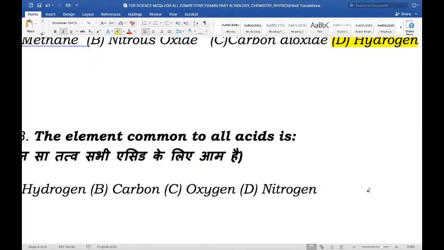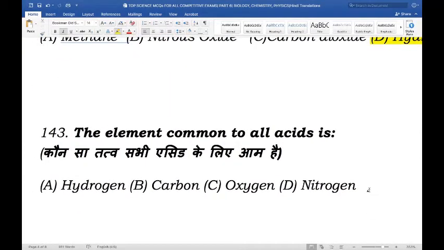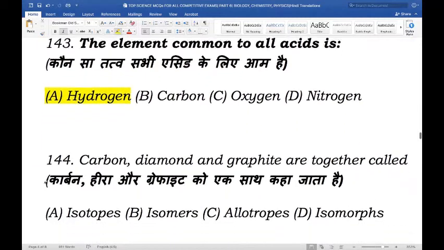Question number 143. The element common to all acids is it A, hydrogen, B, carbon, C, oxygen, or D, nitrogen? So which of these is common in all acids? And the answer is A, hydrogen. According to the Arrhenius theory, acids are defined as a compound or element that releases hydrogen ions into a solution. So by definition, all acids contain hydrogen ions.